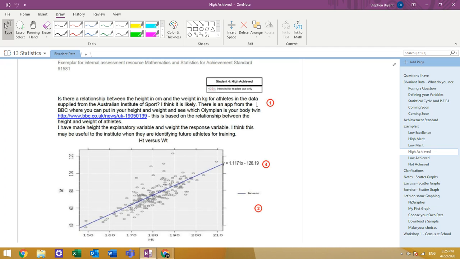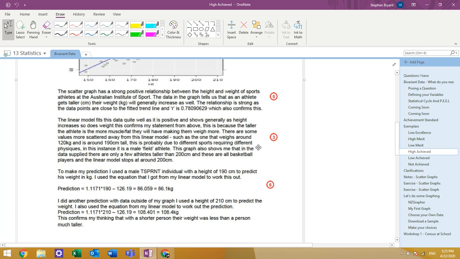So in our introduction there, we've laid out what we're going to investigate. We've said where the data comes from, and we've gone off and done a graph. Now it's time to talk about what we see in our graph. So we can see a strong relationship. There's a particular measure called R, and it's at 78%. So that's a strong relationship. They're talking about the taller somebody is, the more muscle or fat you have, it's going to make you weigh more. And then they give you an example.